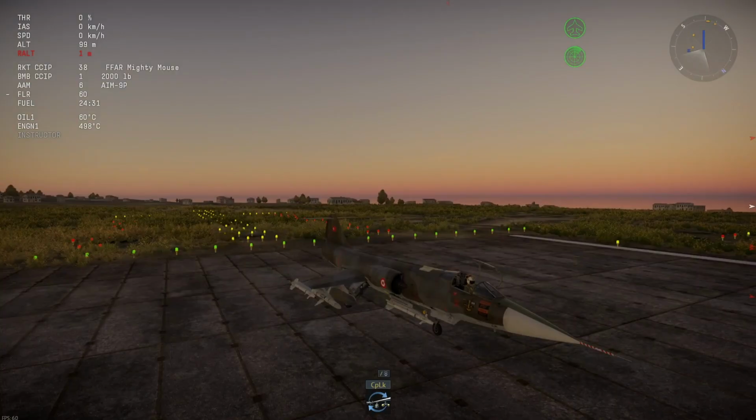Welcome back, everyone. Today we are going to explain the physics of flight and the forces behind these physics with a little help from our trusty F-104S. But first, a little background about this aircraft.